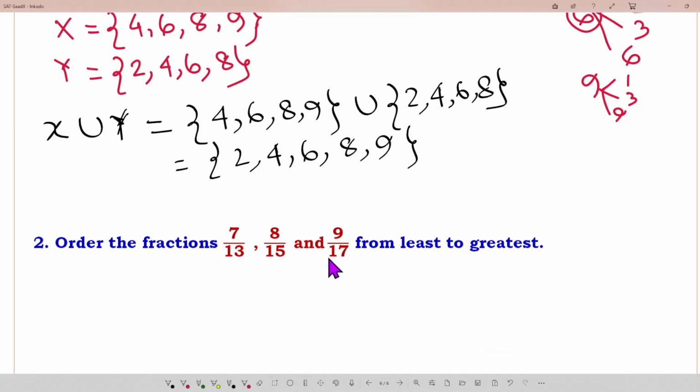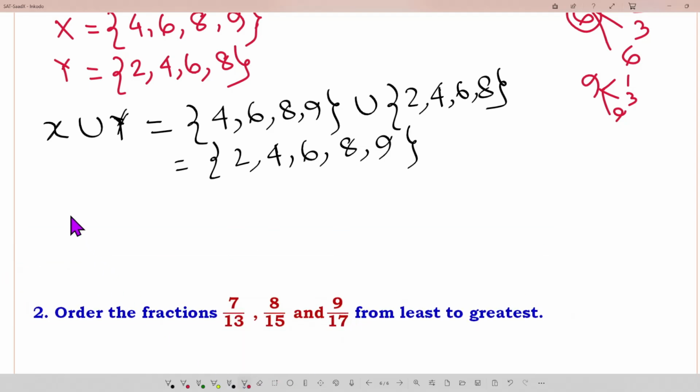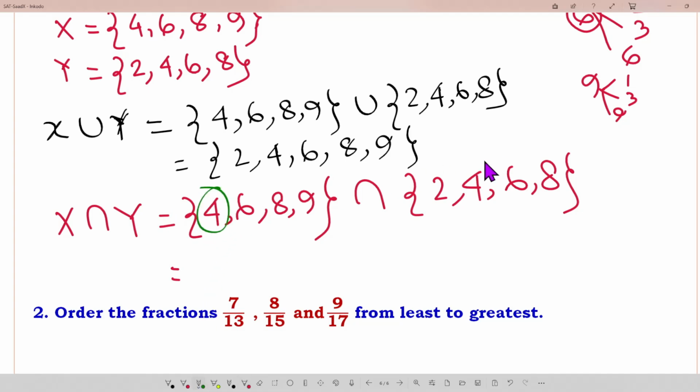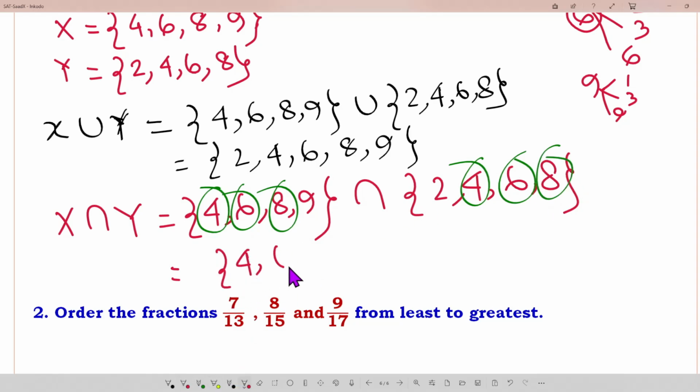And what about X intersection Y? Same thing, here we have 4, 6, 8, 9, the composite numbers, then intersection 2, 4, 6, 8, these are the even numbers. Intersection means we should find the common elements: 4 and 4, 6 and 6, 8 and 8. So our answer will be 4, 6, 8. Okay, very simple.